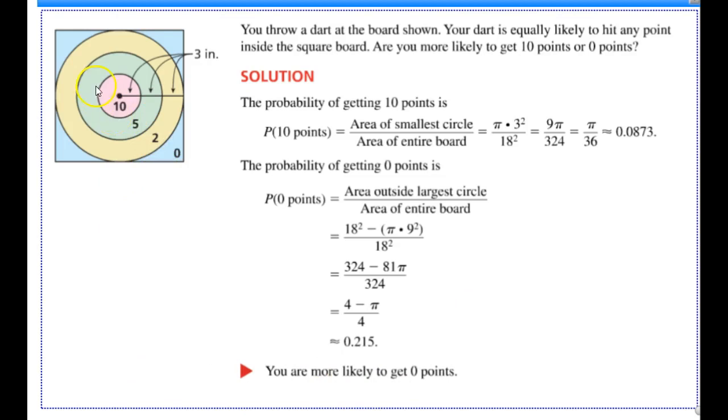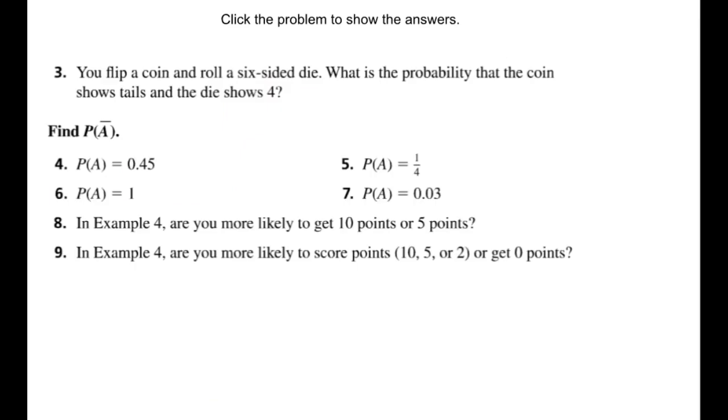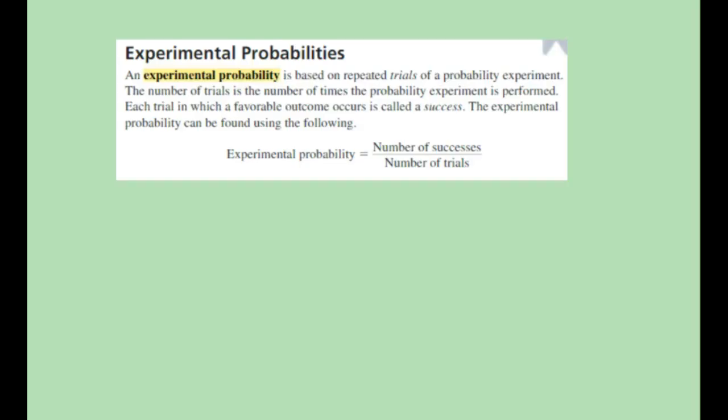We could figure out the probabilities of every single circle in here just using our geometry and finding the areas of those different circles. So our probability can be used in different geometric ways as well. So here are some more monitoring progress. Try them and see how you do.